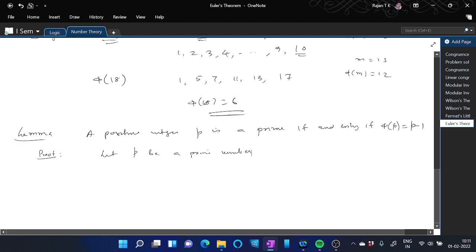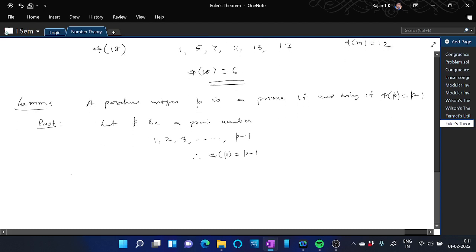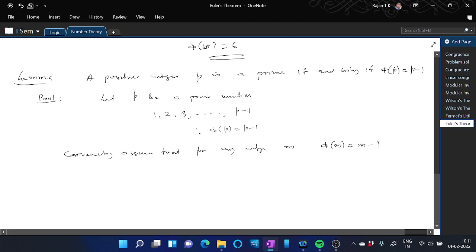Then the positive integers less than or equal to p and relatively prime to p are 1, 2, 3, etc., up to p minus 1, and therefore there are p minus 1 numbers less than or equal to p and relatively prime to p, and therefore phi of p is equal to p minus 1. Now conversely, assume that for any integer m, phi of m is equal to m minus 1. We have to prove this m is a prime number.